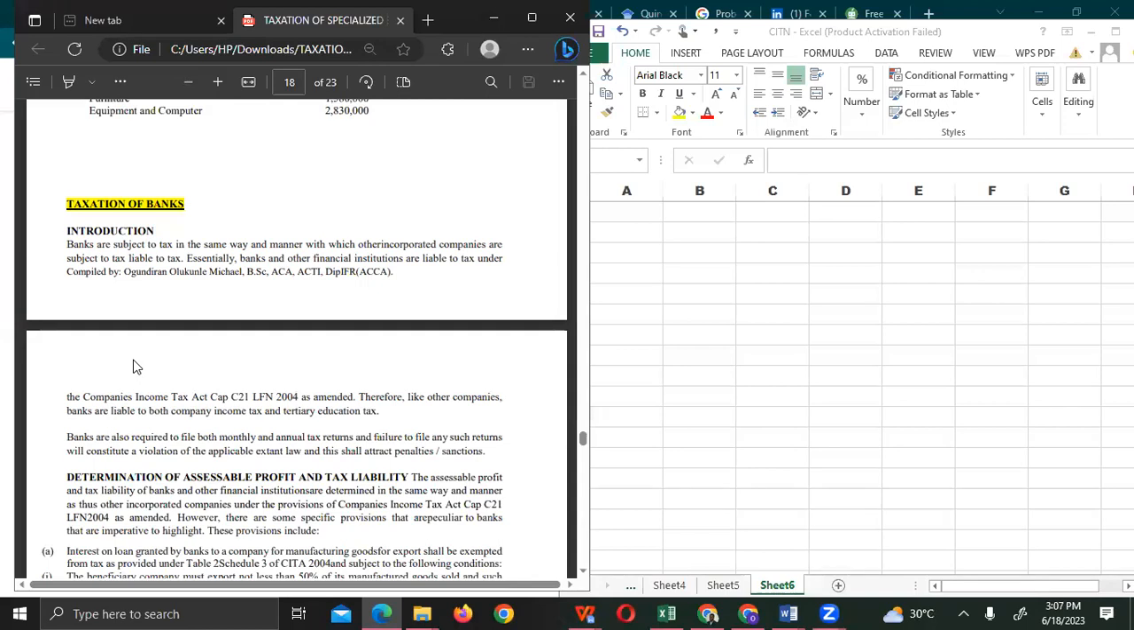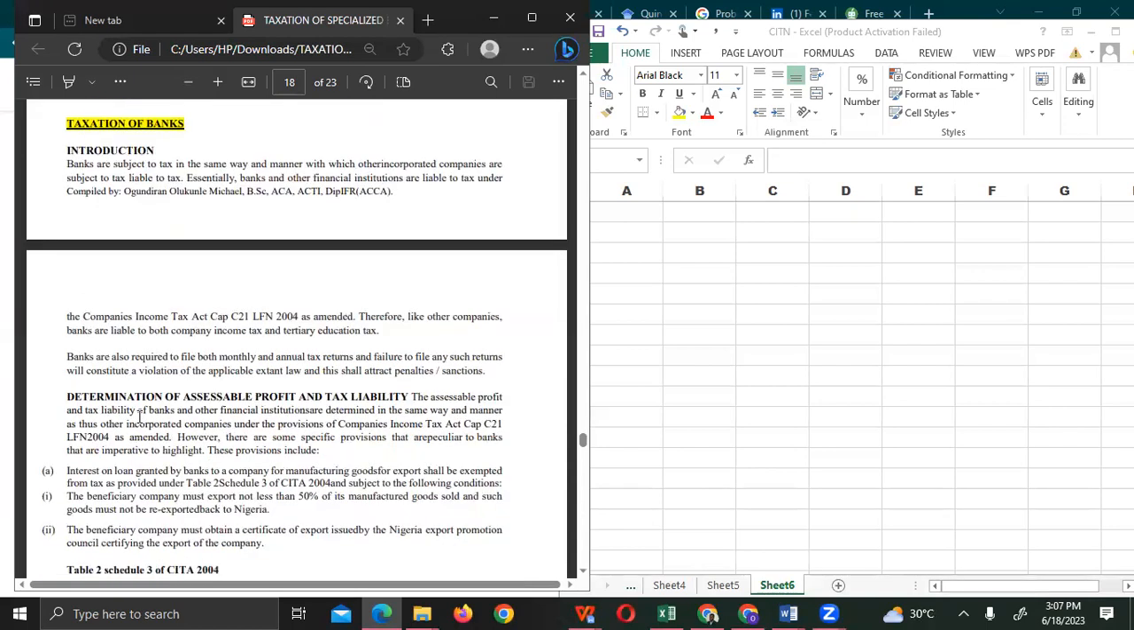By virtue of CBN regulations, all banks are expected to have 31st December as the accounting year end. What that implies is that all banks would be expected to file their annual returns before 30th of June of the following year. And don't forget that all banks must present their financial statements before 30th of March, right? That's when all banks would be expected to present their financial statements to the regulators.